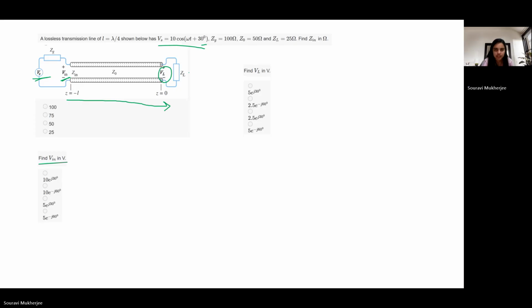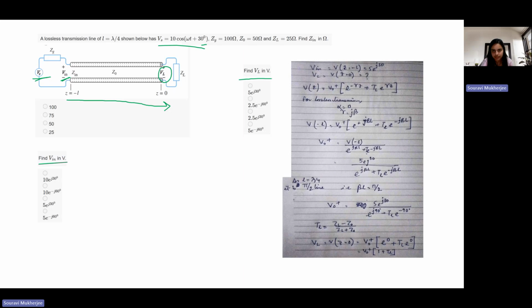So now for this part of the question, that is to find VL, how do we do it? We know V in, and V in has this form. We want to find VL. If we look at the typical form of V(z), this is the form for V at any particular z. For a lossless transmission line, as given in the question, alpha should be 0. So gamma is only j beta.